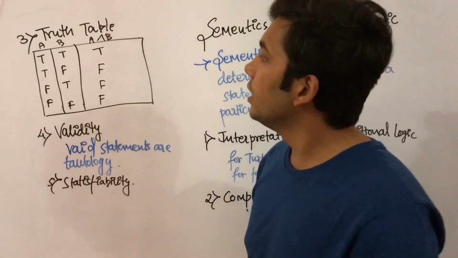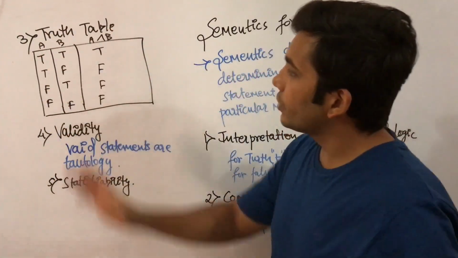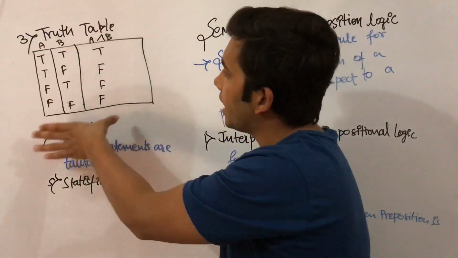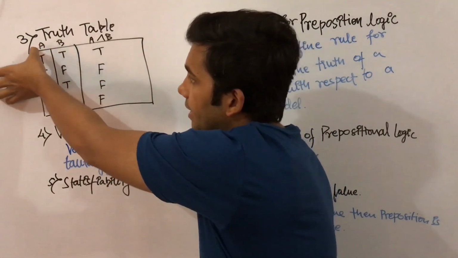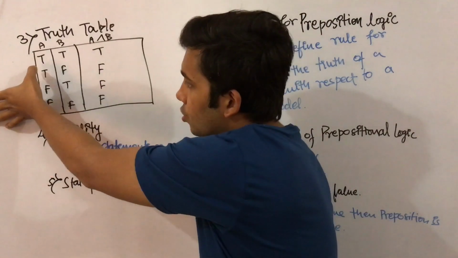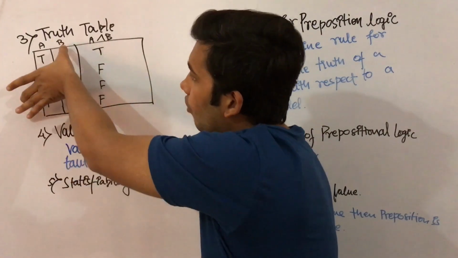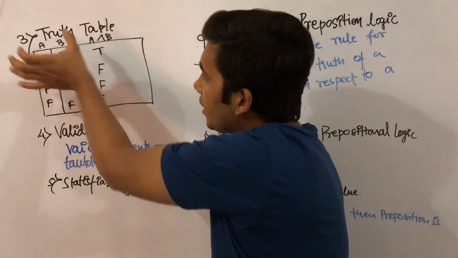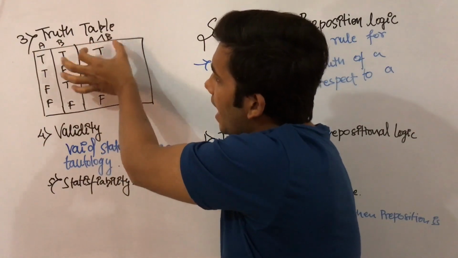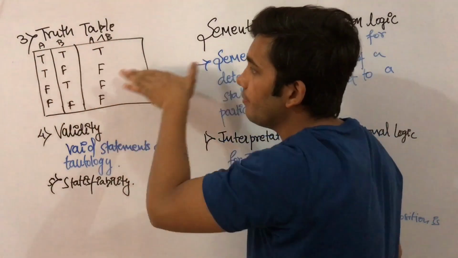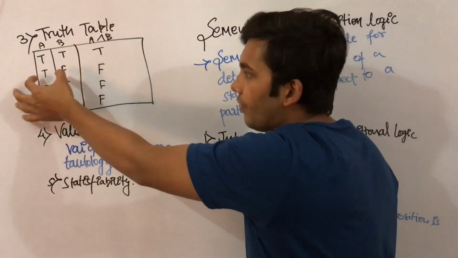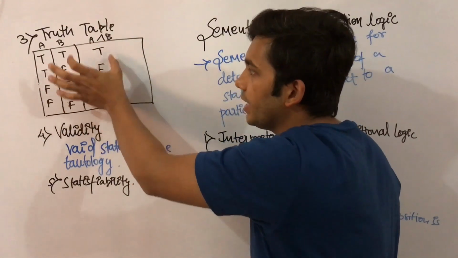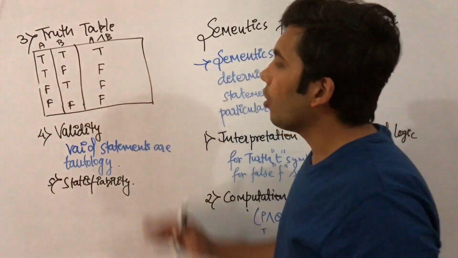Now coming to the third, that is the truth table. In the truth table, we are going to represent the different sets of values of different elements. Like for element A, we have true, false, false, and for B, true, false, false. And if we are combining A and B, then if both statements are true, then A and B is going to be true. If one of the statements is false, then definitely this statement is going to be false.